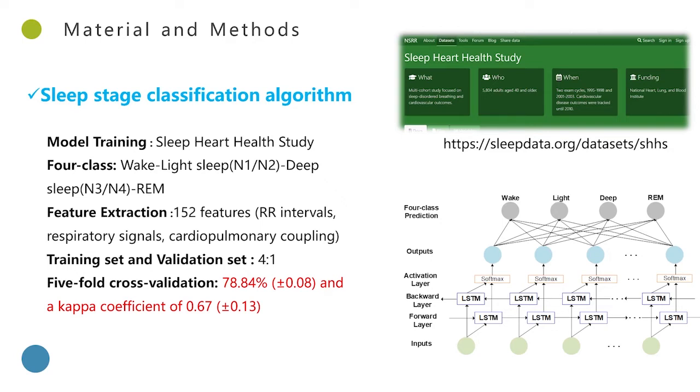All the feature vectors were fed into 216-unit BiLSTM layers and one fully connected layer with 4-unit outputs corresponding to the 4 sleep stage classes. 5-fold cross-validation was performed to test our model in the training phase with an average accuracy of 78.84%. The optimal model was selected to further validate the performance on our in-house dataset.